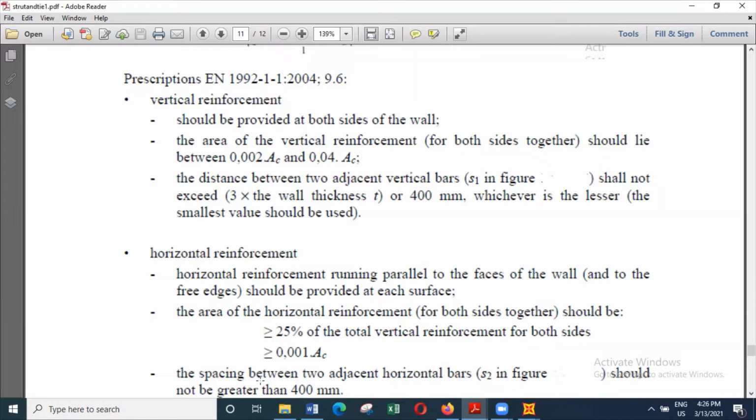But again, in the horizontal direction also, there's a maximum spacing of 400 millimeters. In the vertical direction, there's a maximum spacing of 300 millimeters. Sorry, that's in the case of a deep beam. But if it is a wall, the maximum distance is 400 millimeters between two adjacent bars in both vertical and horizontal direction. But it cannot exceed 3 times the wall thickness either.